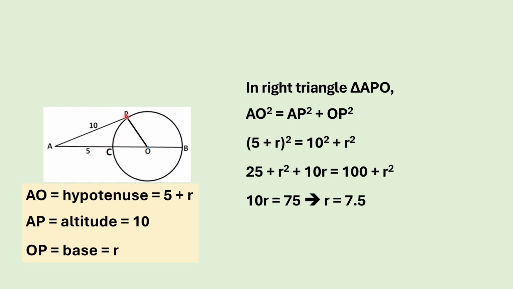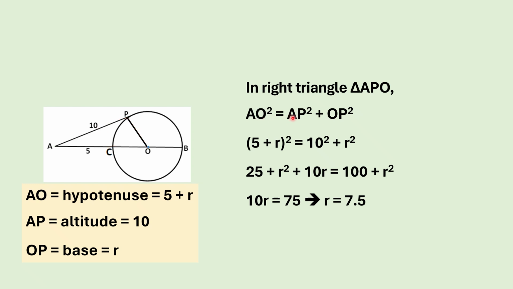AP, the altitude, which is a tangent, is given as 10 units. And OP, which is the base, is a radius, that is R. So in this right angle triangle, we have AO hypotenuse 5 plus R, AP altitude 10, and OP base R. So AO square, the hypotenuse square, will be AP square, the altitude square, plus OP square, the base square. We are employing the Pythagoras theorem.